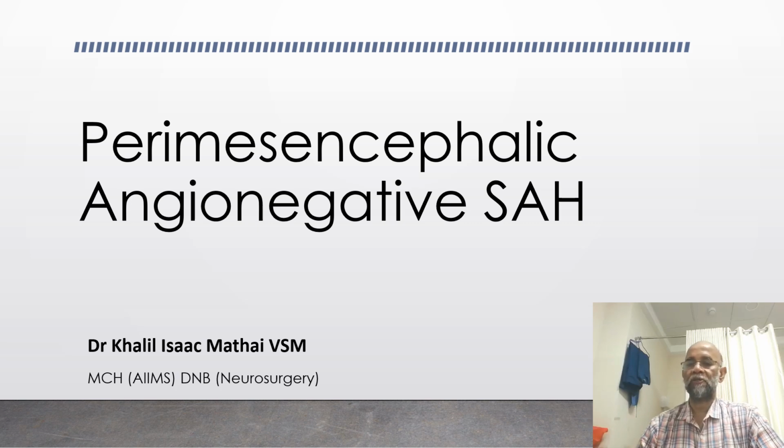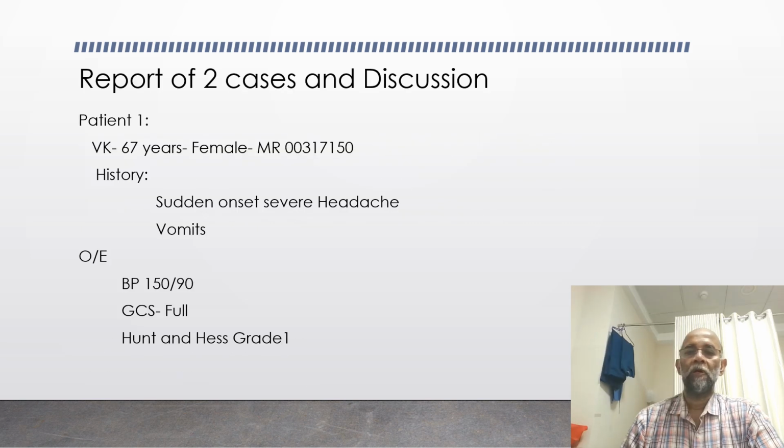This is a short presentation on perimesencephalic angionegative subarachnoid hemorrhage. In perimesencephalic non-aneurysmal subarachnoid hemorrhage, we report two cases. The first is VK, a 67-year-old female.